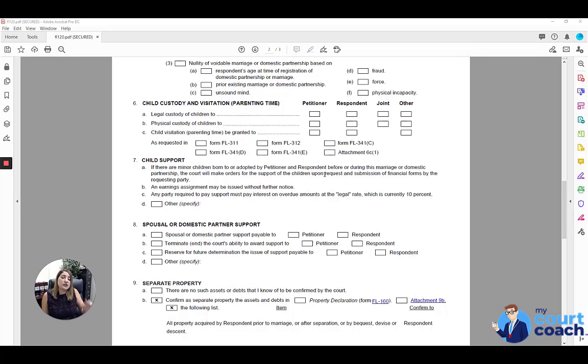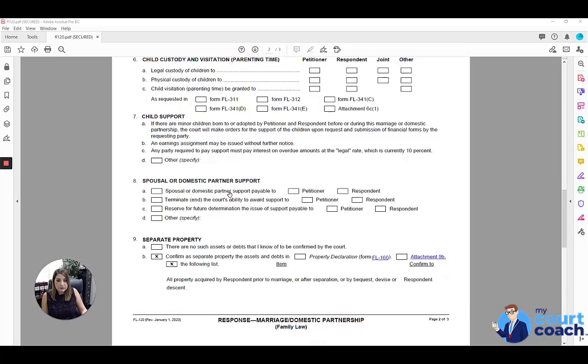If there are children at issue, the court does have the ability to make child support orders, and that does not need to be specifically requested, and that's just for public policy reasons. But if there's anything you are requesting as far as child support goes beyond the statewide guideline formula that's set forth by the legislature, then you can identify that in 7D.